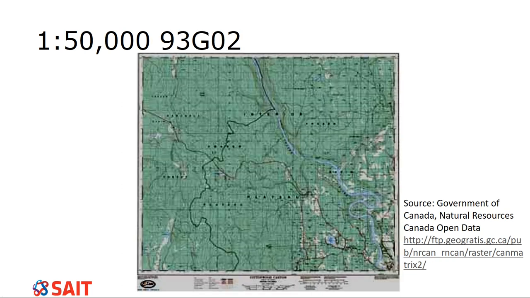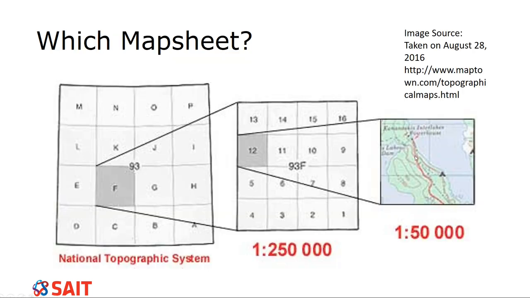1 to 250,000, 93G; 1 to 50,000, 93G02, which is the actual map. So if we're looking for map sheets, we have our NTS system. In this case, 93F goes to 12, and then we have our map sheet, 93F12.